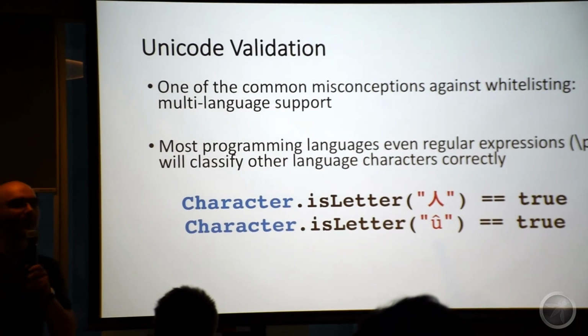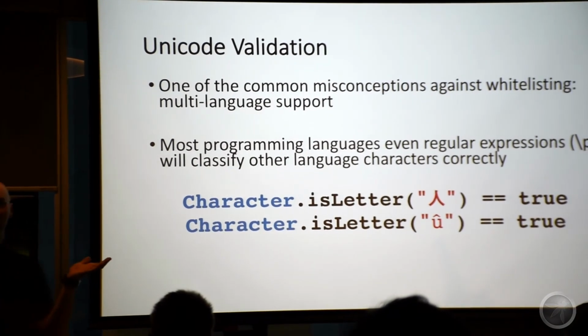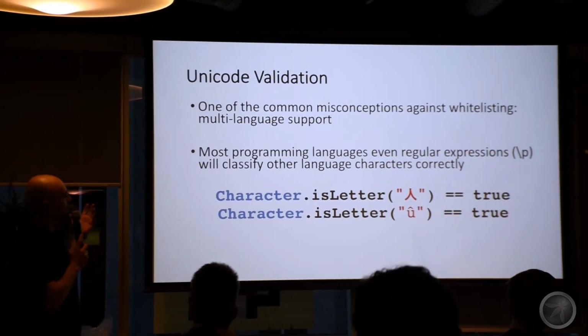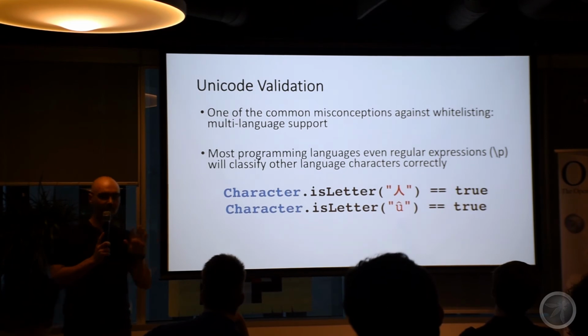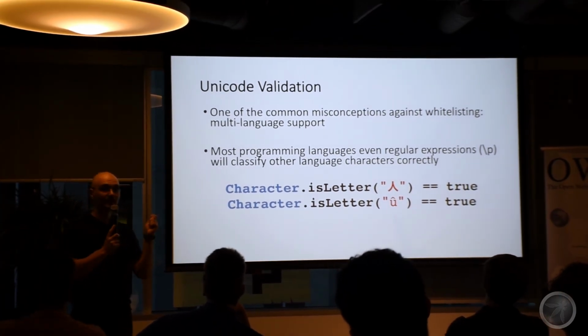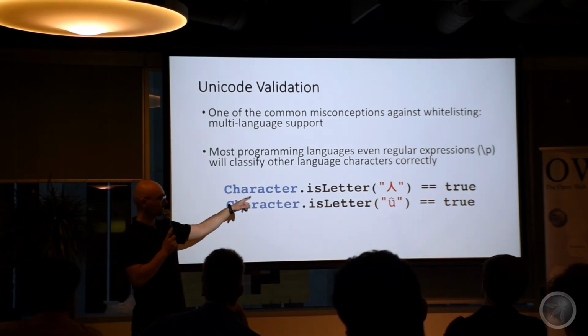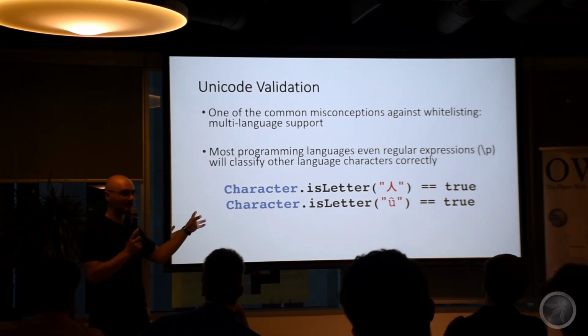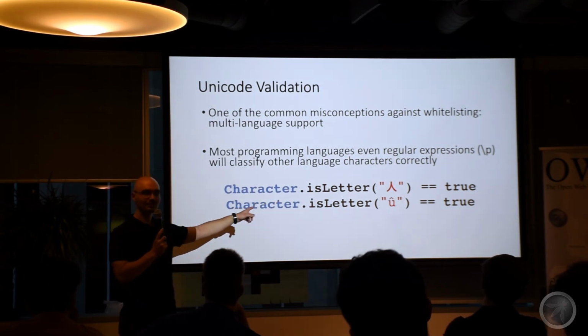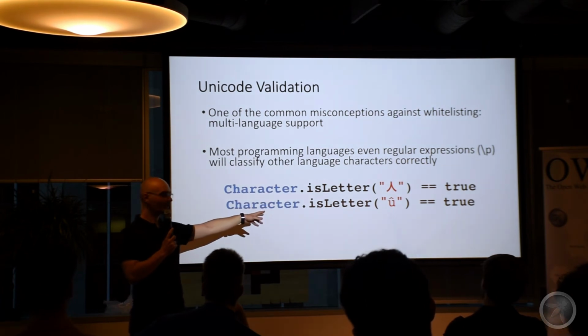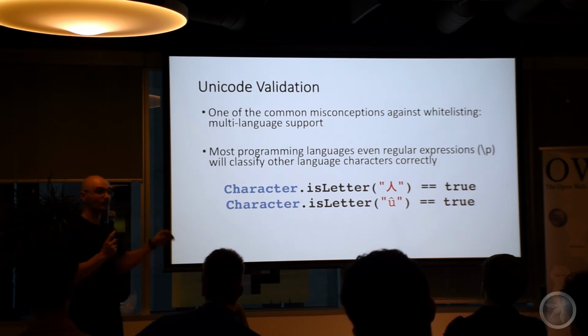A lot of people are going to say, oh, whitelisting. If I'm just going to say only letters or numbers, how about international characters? How about multi-language support? No problem with that. You can do whitelisting and do Unicode validation. So in Java, Character.isLetter is a Unicode validation. So that character is true. That's a Chinese character for person. Character.isLetter, that's a French accent. Again, it's true. So you can do Unicode validation, you can do whitelisting, and you're not going to break multi-language support.